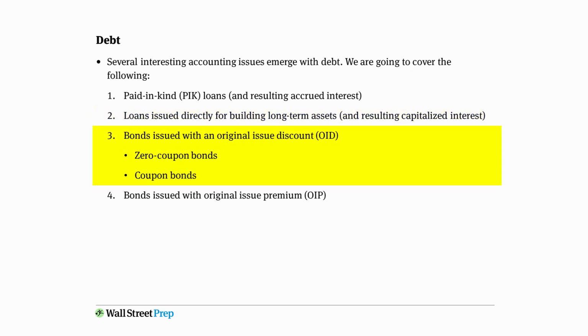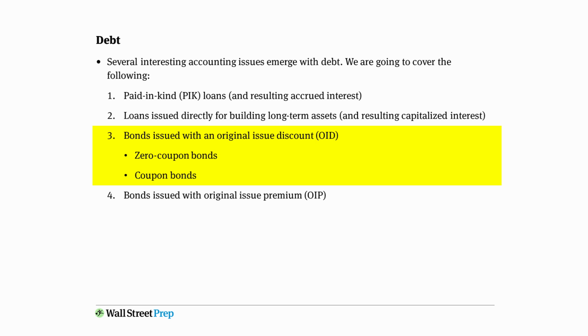Next, we turn to bonds that are issued with an original issue discount. An original issue discount is when you issue a bond with a value that is less than the face value of that bond. And so we're going to cover two specific types of bonds that have original issue discounts. One is the most obvious original issue discount, and that's the zero coupon bond. That's where you, as the borrower, don't have to pay any coupon payments throughout the life of the bond, but obviously that comes with a very strong original issue discount. You're going to receive from the lender far less than the face value of the bond. The interest is sort of implicit within that original issue discount.